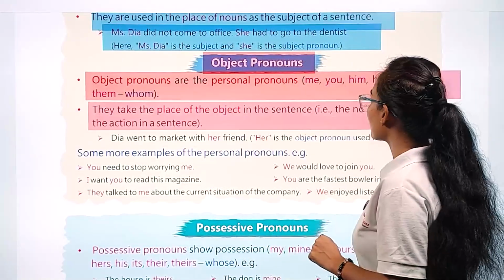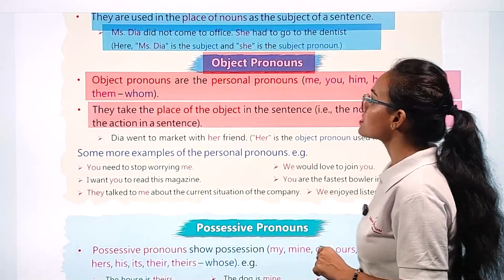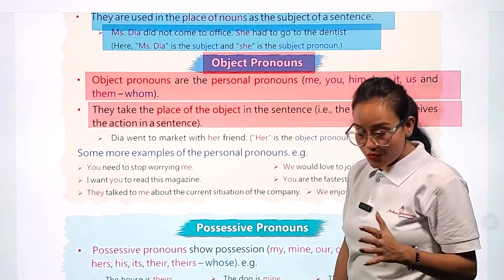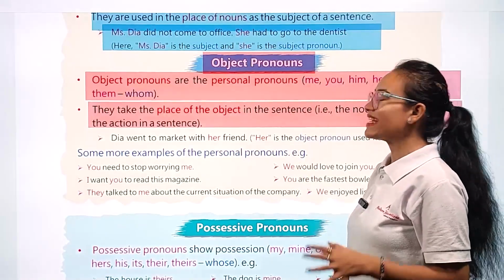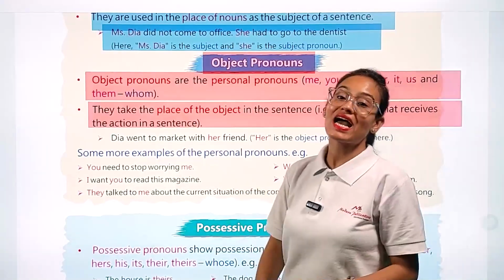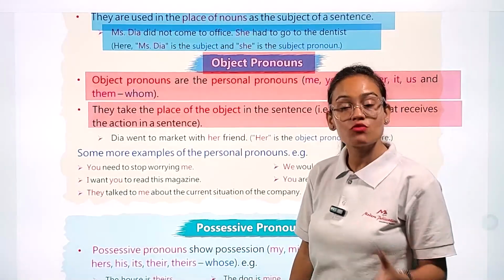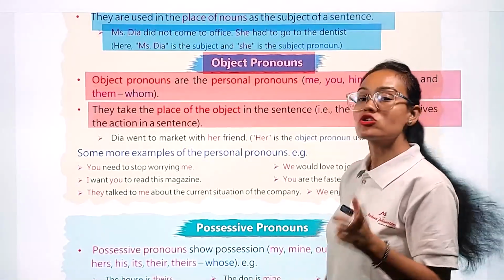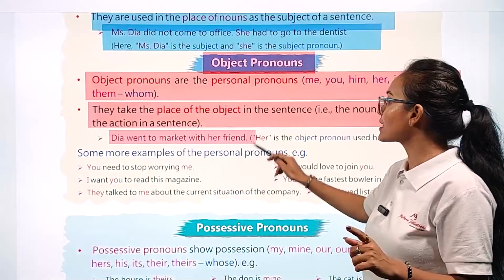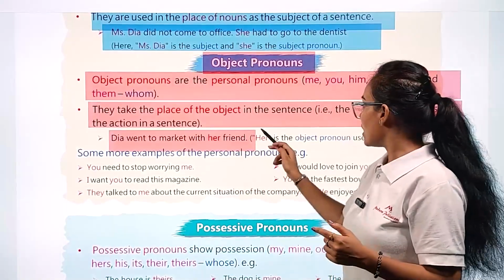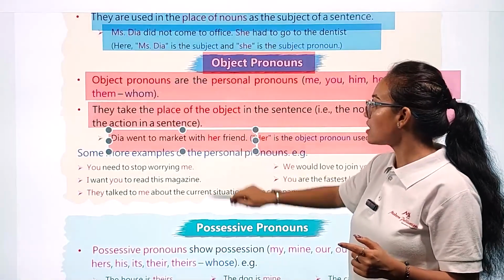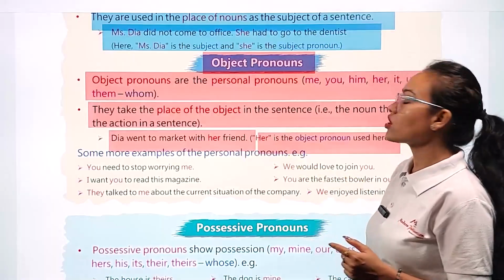They take the place of the object in the sentence, that is a noun that receives the action in the sentence. When we use this object pronoun, we use it in the place of the object of the sentence, that is the noun that receives the action. Example, you can see, Dia went to market with her friend. Her is the object pronoun used here.